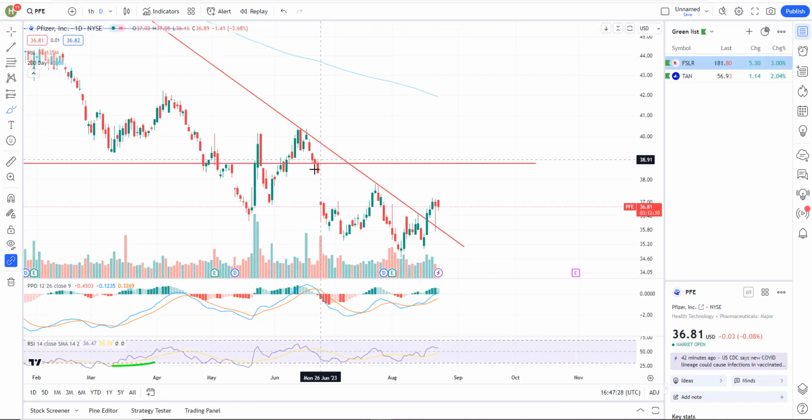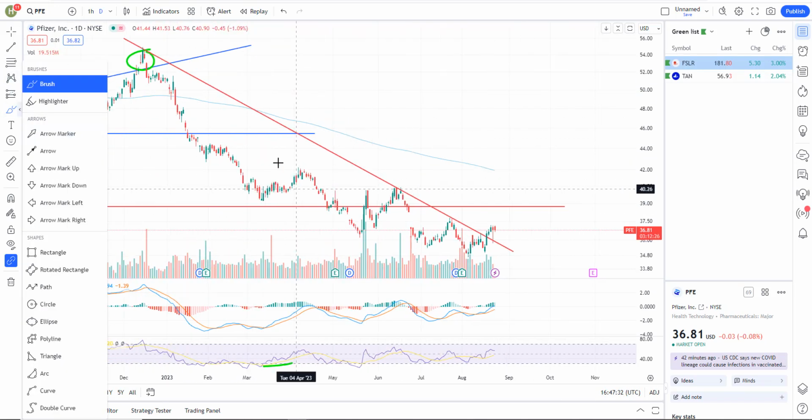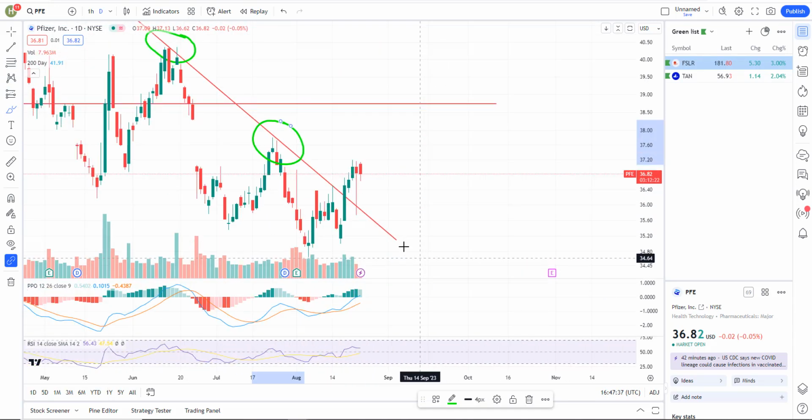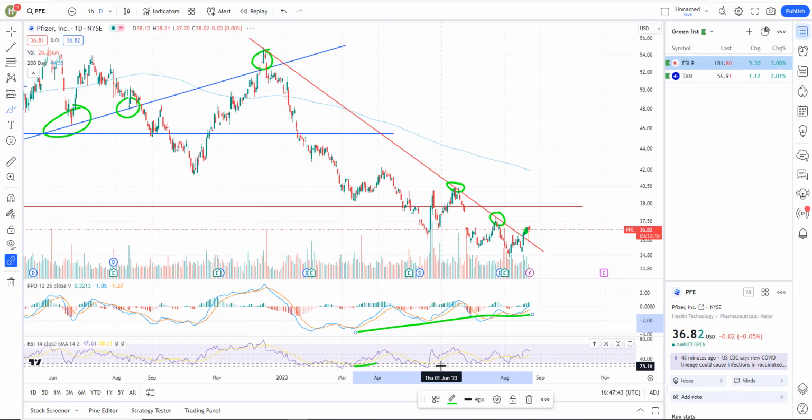Okay, some longs. Here is Pfizer, PFE. What I like about it is you have a downtrend line that we can watch. There's resistance, and that downtrend has been broken. That's a buy signal right there, and it came with bullish divergence on the RSI and the PPO. So to me, that looks like a long.